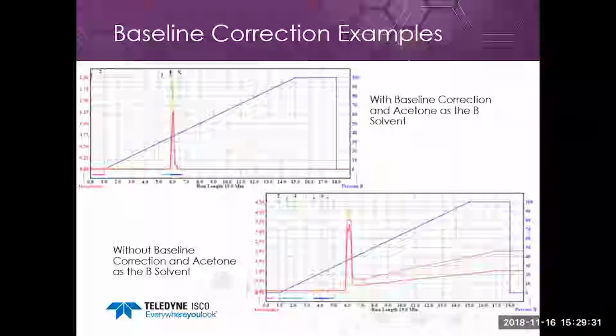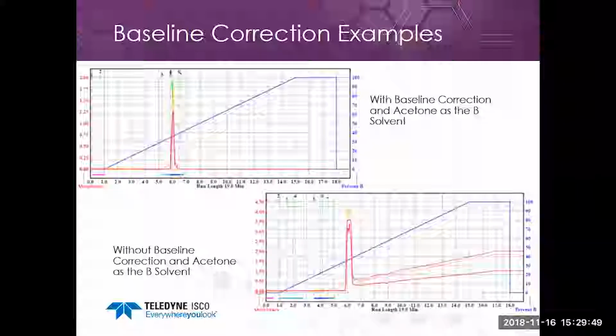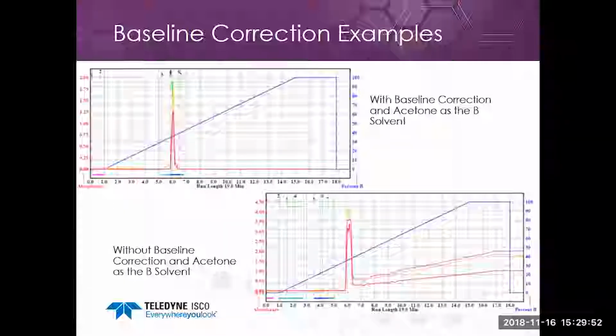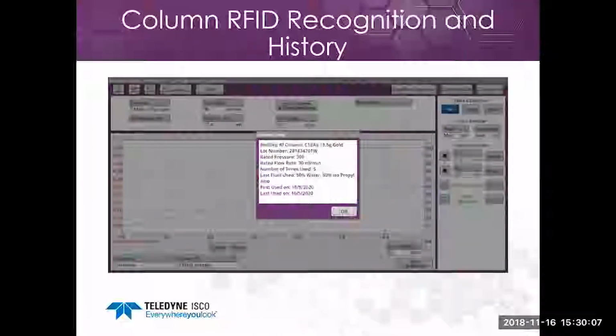Another example, we've actually replaced our solvent with acetone. So this is a hexane acetone separation. On the bottom, without baseline correction on, you can see that the acetone is absorbing at all wavelengths, and you see the trailing baseline increasing there. With baseline correction on, obviously not a problem in the top example, and we get good peak shape with that. So it's just an additional feature that gives you some more choices to make your chemistry more efficient.